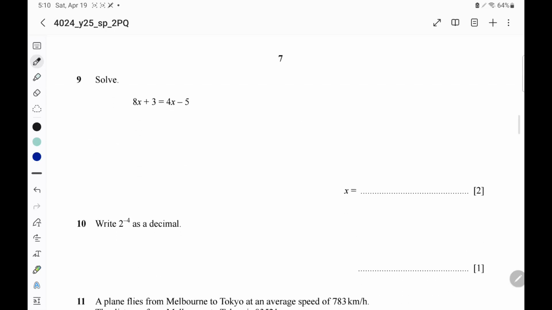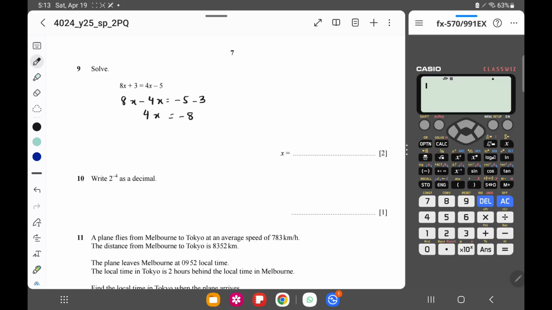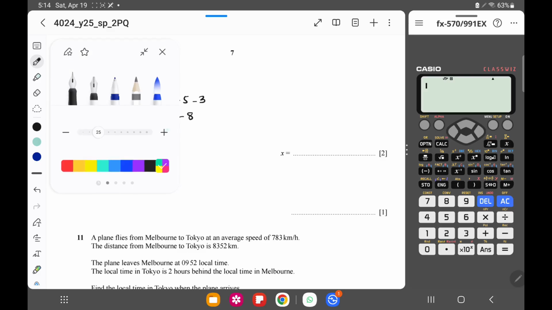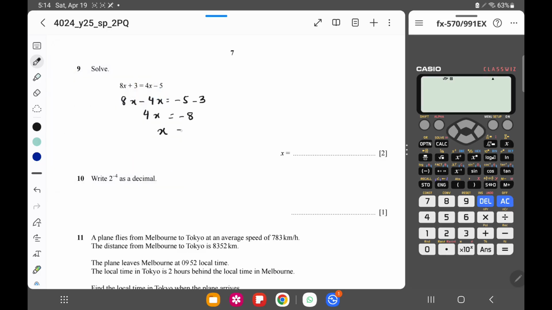Question number 9. In question number 9, solve the equation 8x plus 3 equals 4x minus 5. So 8x minus 4x equals minus 5 minus 3. So that will be 4x equals minus 8. Now x will be equal to minus 8 upon 4. Then x will be equal to minus 2. Minus 2 is the answer.